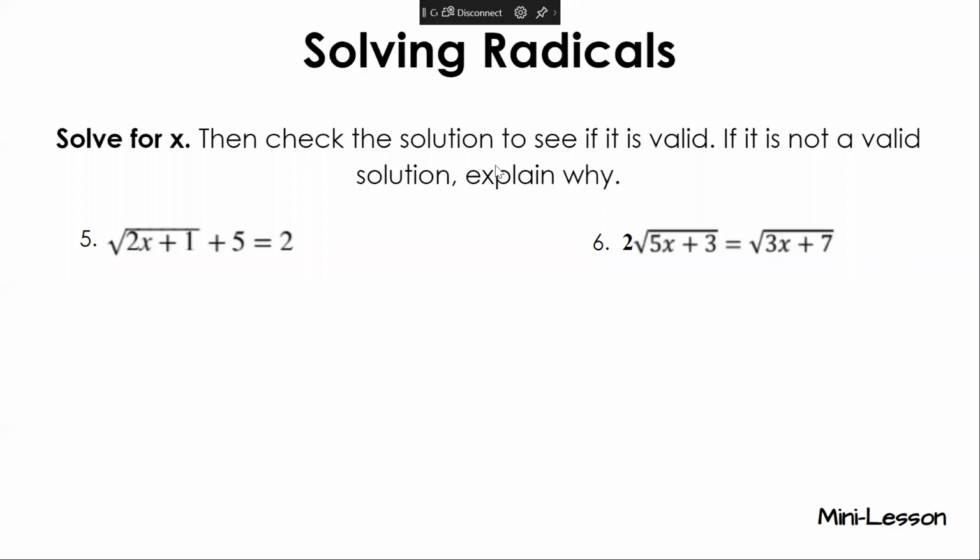We're going to do something very, very similar. So what's the first thing we're going to move over? The 5. So we're going to subtract 5 from both sides. And so that's going to give me the square root of 2x plus 1. 2 minus 5 is going to give us -3. So all I've done so far is move the 5 over.